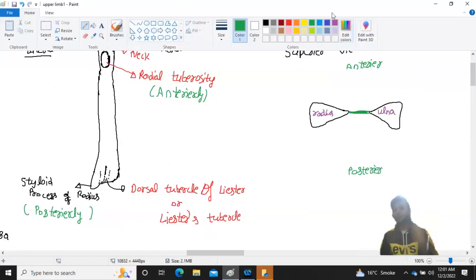Then so first we draw. This is medial, because the ulna is present on the medial side, the little finger side. This is the ulna bone present here, the medial side, and this is the lateral side, and this is lateral.